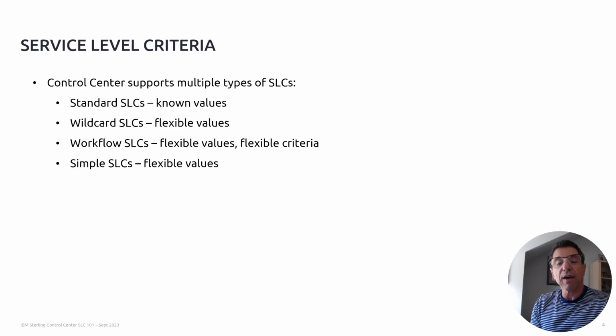Besides having the most flexibility as far as the match criteria that you can specify, workflow SLCs let you specify multiple things that must happen by a certain time and/or within a certain duration. And when I say multiple things, maybe you have a process where something goes into a mailbox and must be pulled out of the mailbox within 30 minutes. You would have to use a workflow SLC to set something like that up.